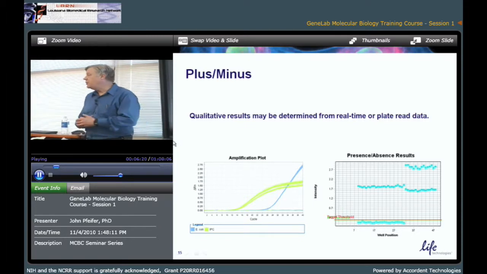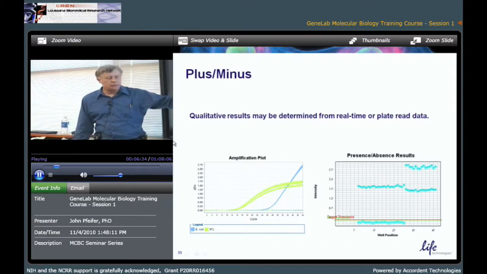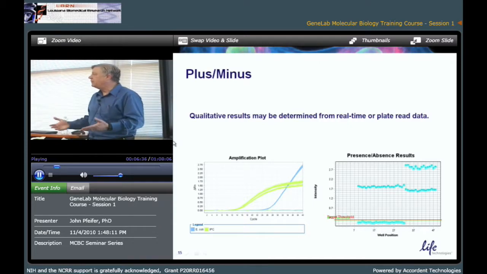But we do have the option to use real-time data, and that's what we're seeing. Even though researchers could run it as an endpoint if they wished, I'm seeing more people prefer to collect the real-time data. The analysis, of course, is very simple. If the target amplifies, it's positive. If it doesn't amplify, it's negative.